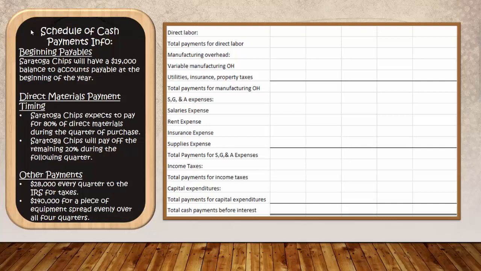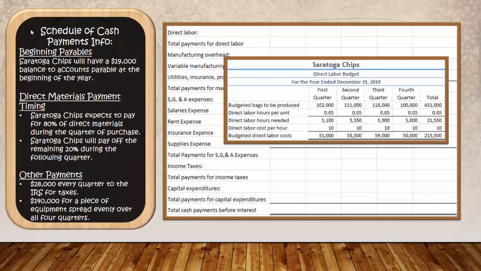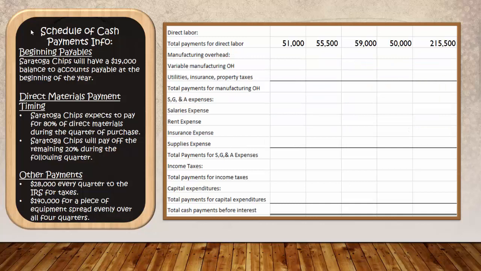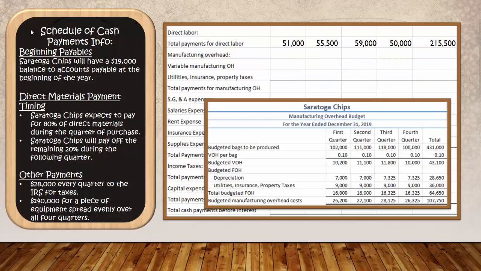To figure out our total payments for direct labor during the period, we go to our direct labor budget, and we see, according to our direct labor budget, that we had $51,000 worth of budgeted direct labor costs during the first quarter, $55,500 during the second quarter, $59,000 during the third quarter, and $50,000 during the fourth quarter, for a total of $215,500.